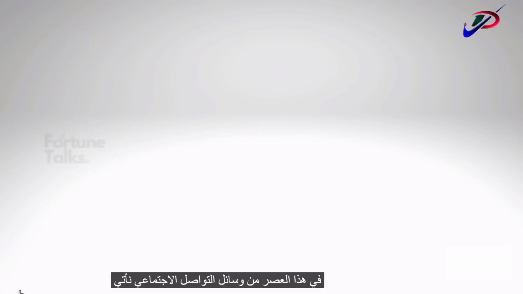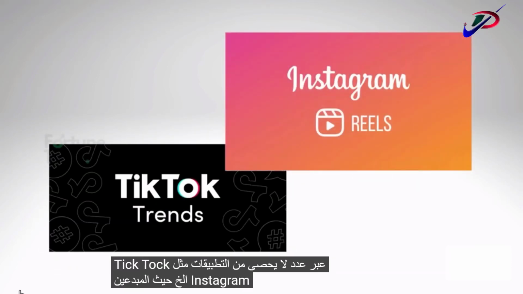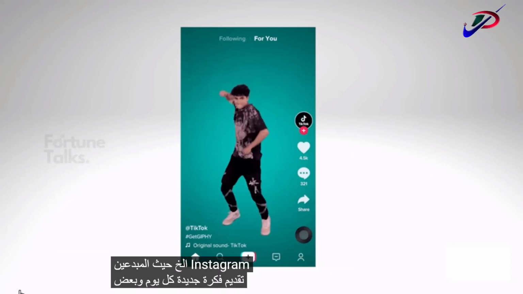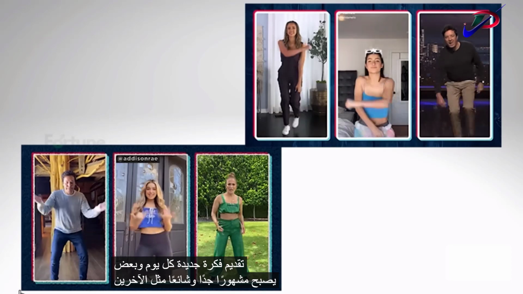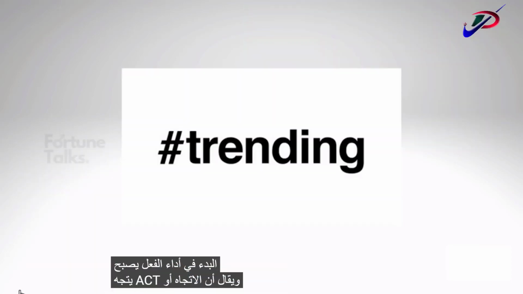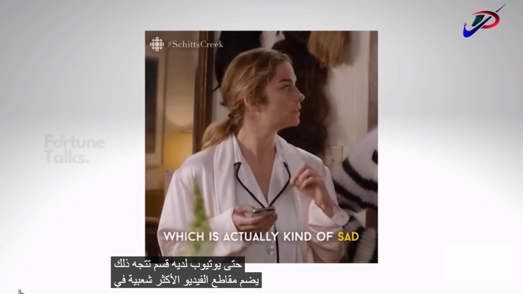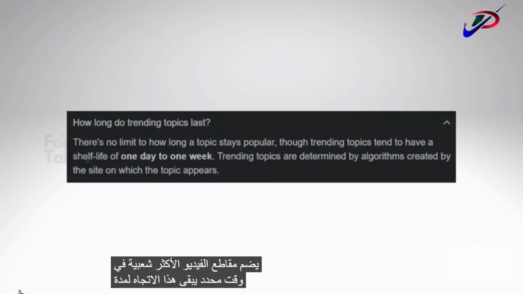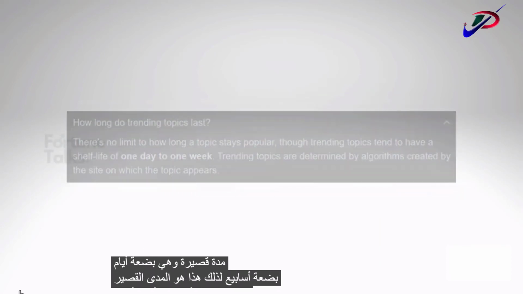In this age of social media, we come across innumerable apps like TikTok, Instagram, etc., where the creators introduce a new idea every day and some becomes so hyped and popular that others begin to perform the act. It becomes a trend or the act is said to be trending. Even YouTube has a trending section that features the most popular videos at a specific time. This trend stays for a short duration, that is for a few days to a few weeks. So this is a short-term trend.